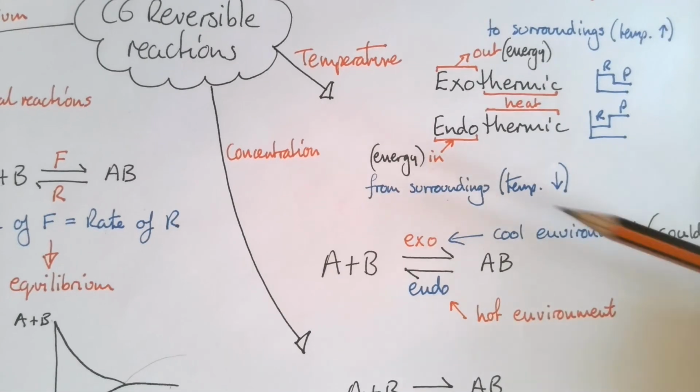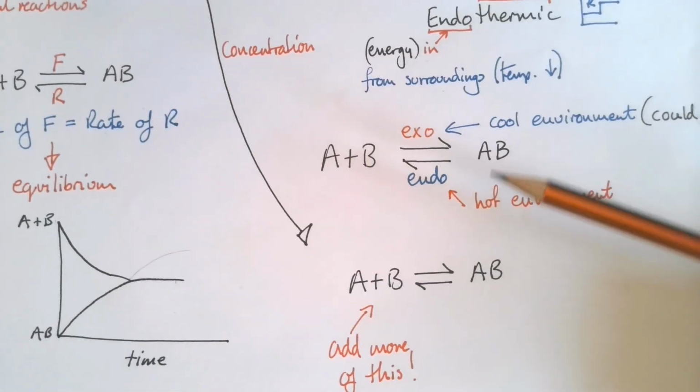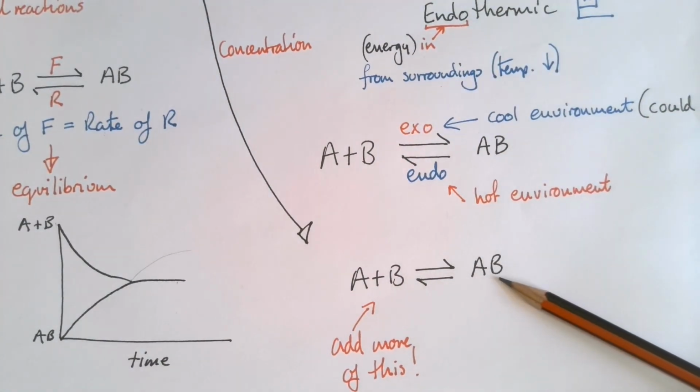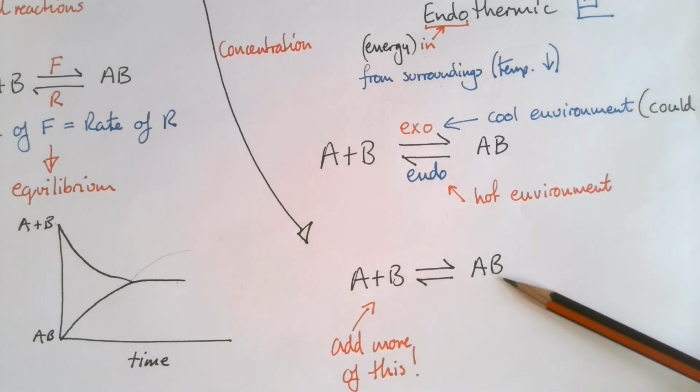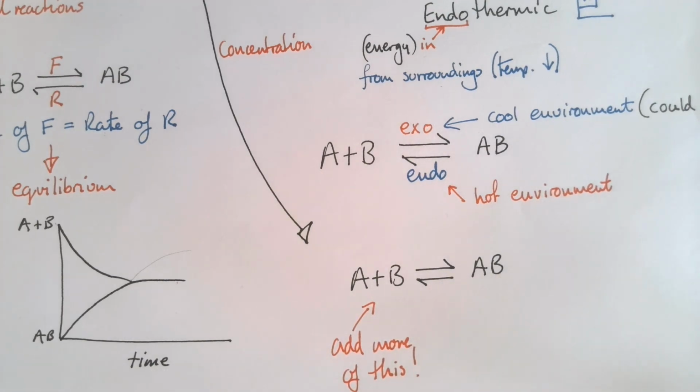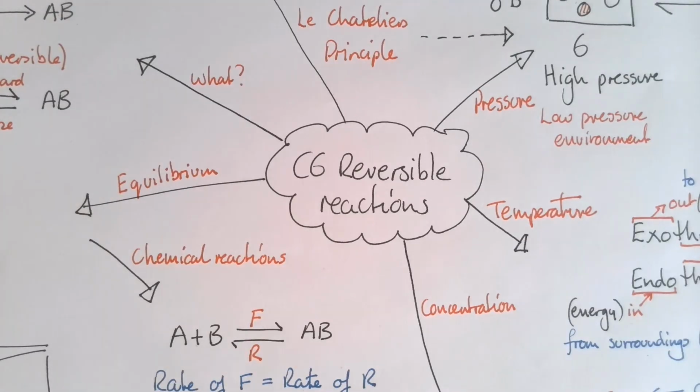And the final thing we could look at is the concentration. This is really simple, this one. If you just want to make more of this, add more of this. If I wanted to make more of this, I add more of this. And that's it. So there's your overview of reversible reactions.